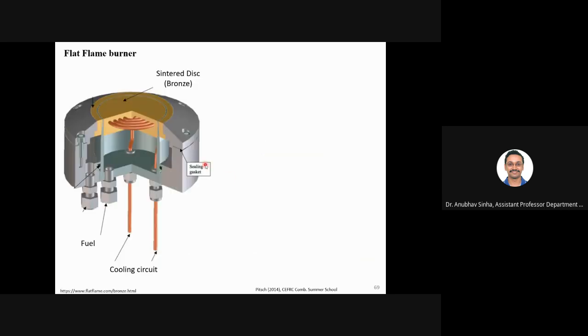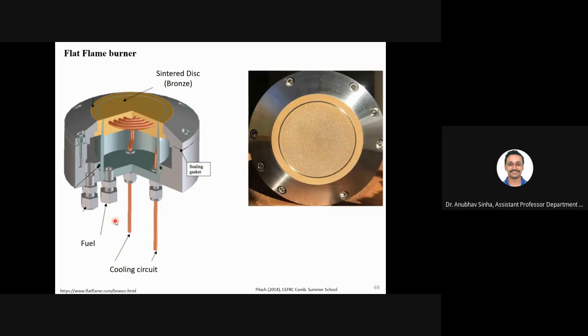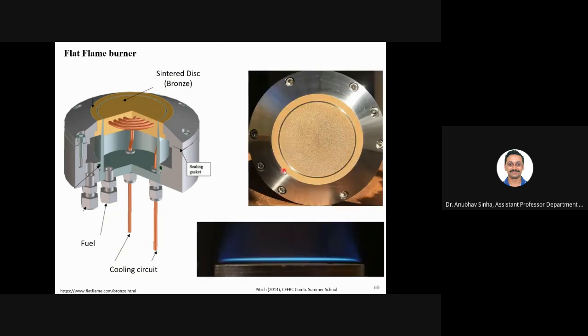Now this is what this actually looks like. There is a sintered disc, and these are the cooling tubes. Generally we use water for cooling this, so you can change the flow rate of water to obtain different levels of cooling, and there's a port for fuel. So this is what it looks like, and as you can see, it creates a very flat and uniform flame.